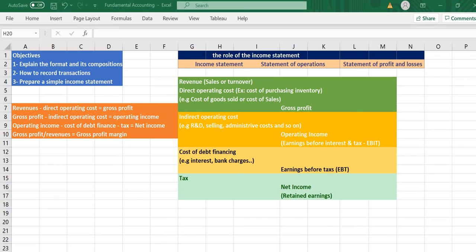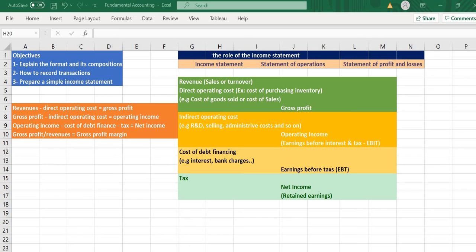In this session, I would like to introduce to you the income statement. Before moving to the calculation part, I would like to introduce some very general details about the income statement. First, I would like to explain the format and its compositions. Then we will learn how to record the transaction. Then we will prepare a very simple income statement.